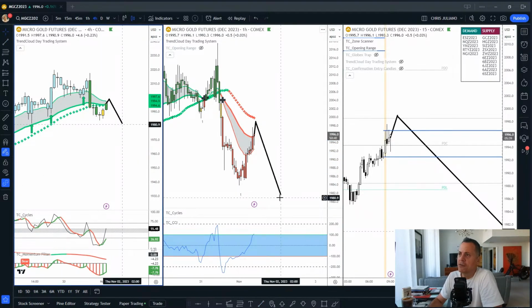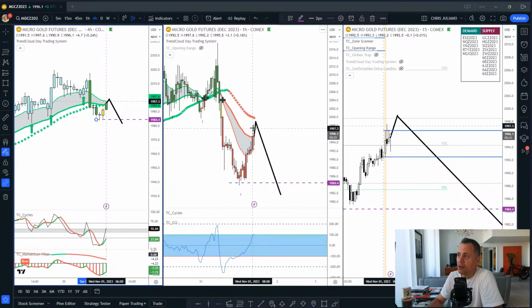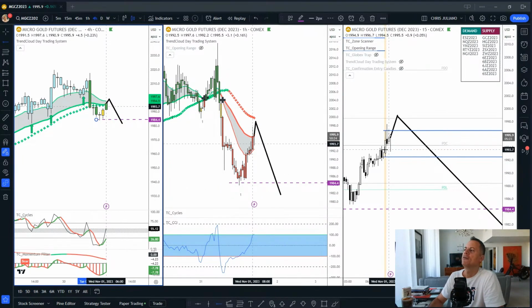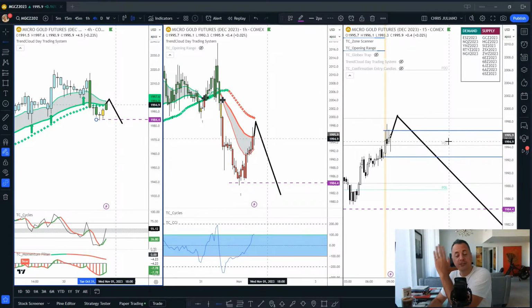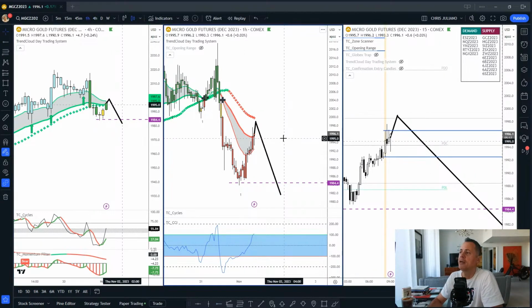If it does this, right, then we know, what do we have here? Right there, if it holds and breaks through here, now we are in complete trend reversal. Now we start looking for the breakout to the downside tomorrow. Look for the breakout to the downside.